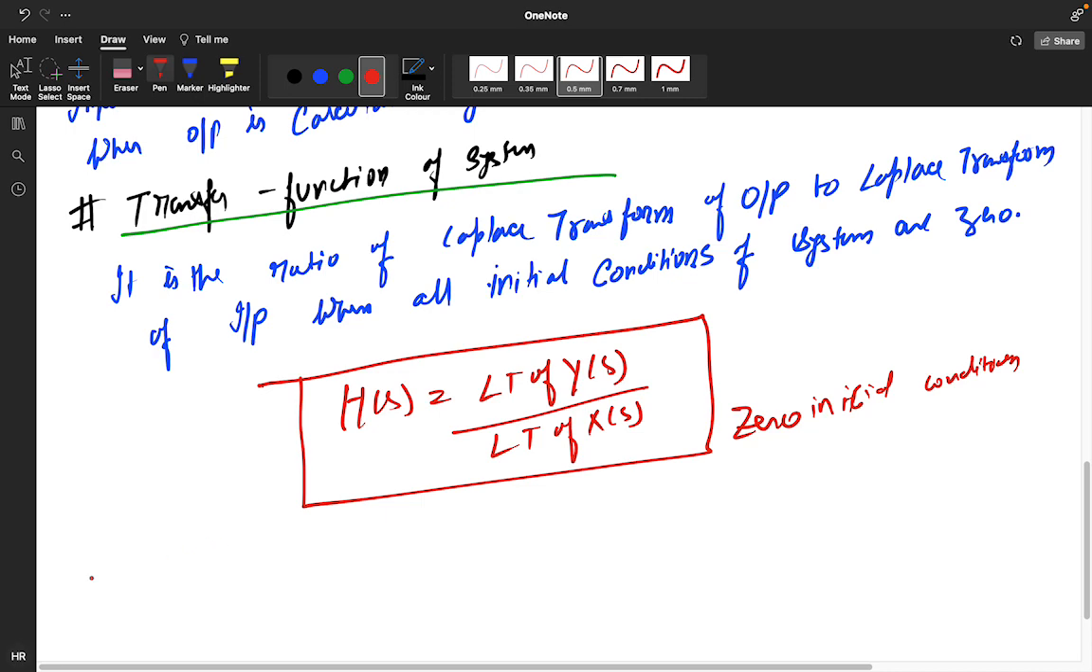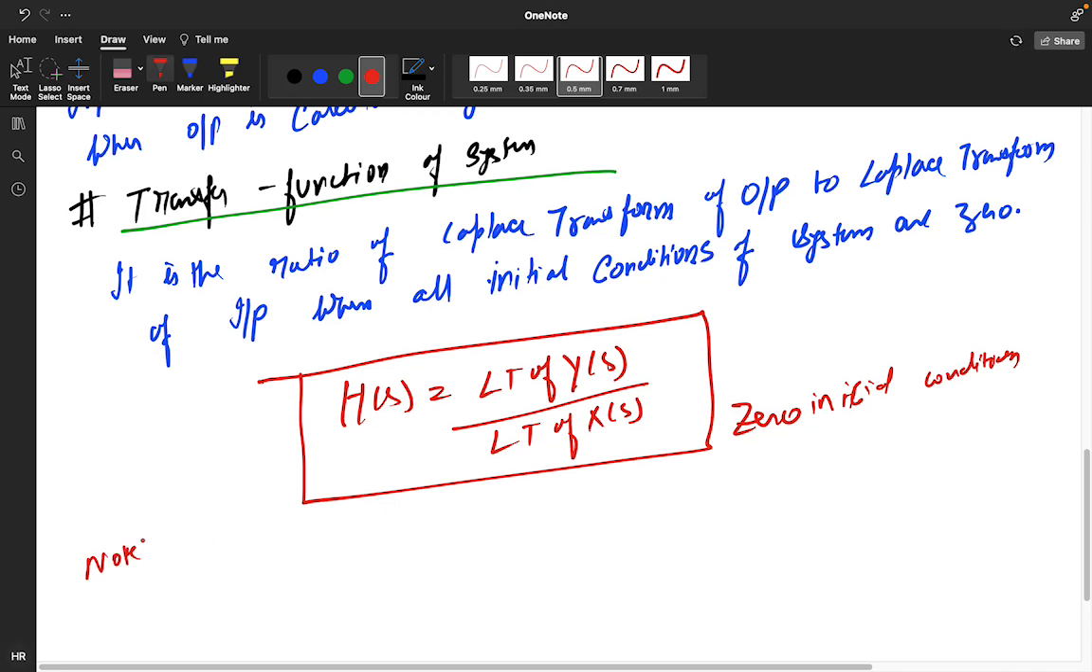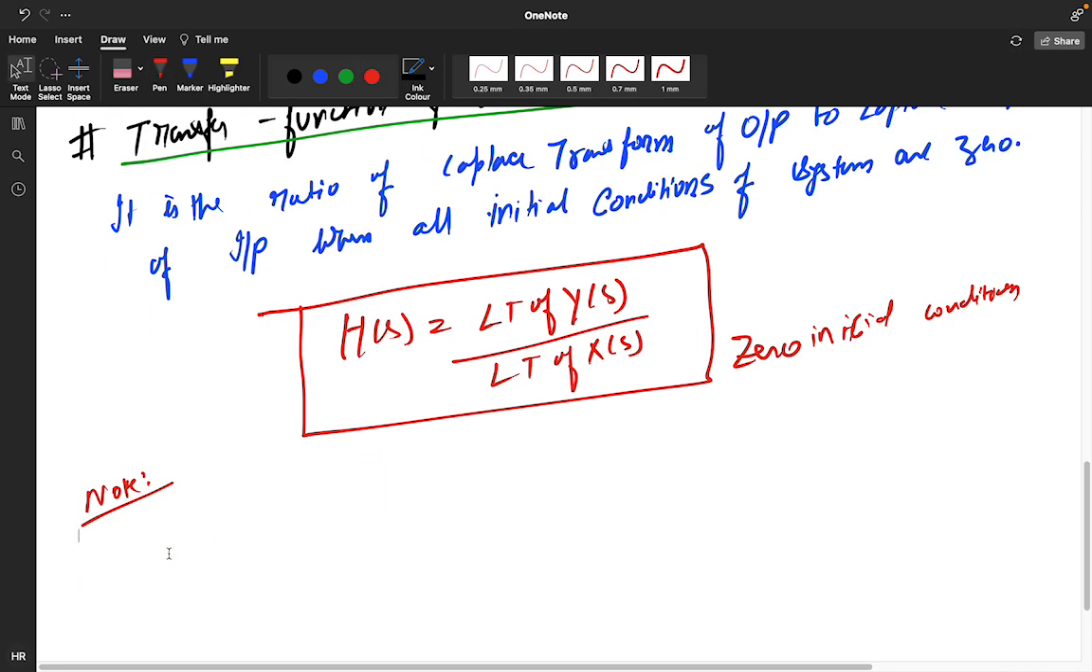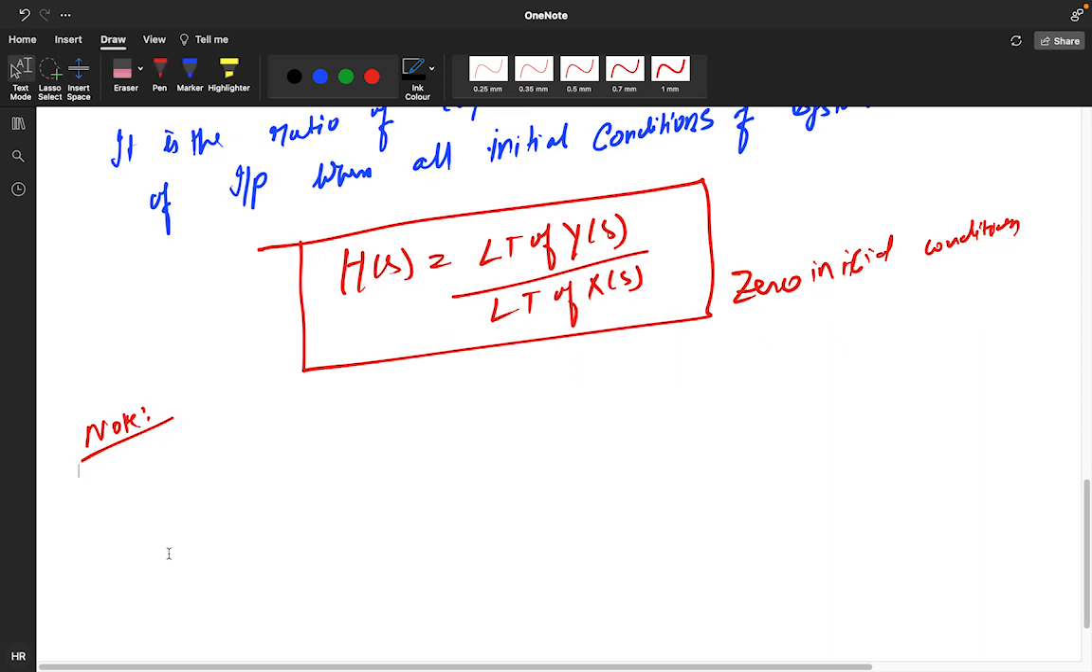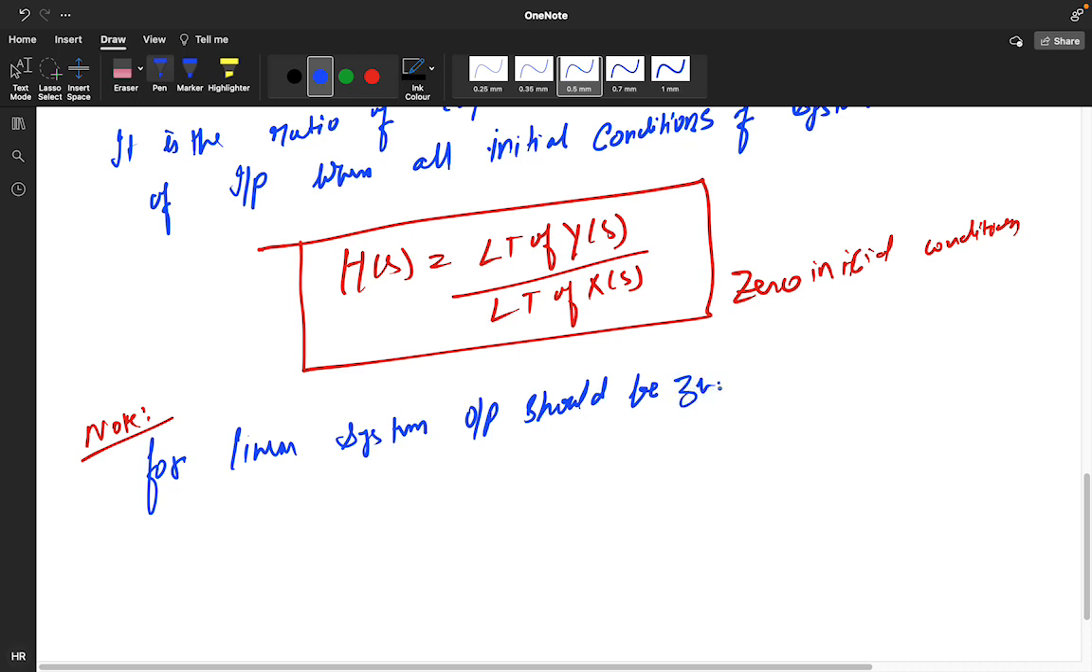Okay. You need to note down a very important point. For a linear system, output should be 0 for a 0 input. This kind of question is asked in the ESE examination. Directly they will give you the statement: for a linear system, output should be 0 for 0 input.